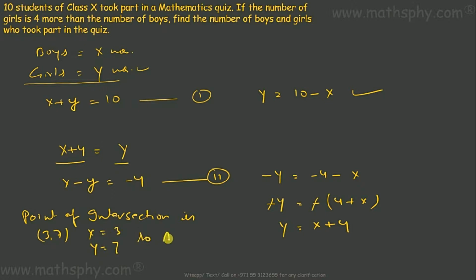So the answer is 3 boys and 7 girls. We have taken x for boys and y for girls. So 3 boys and 7 girls. That's the answer for this question here, found out through graphical representation.